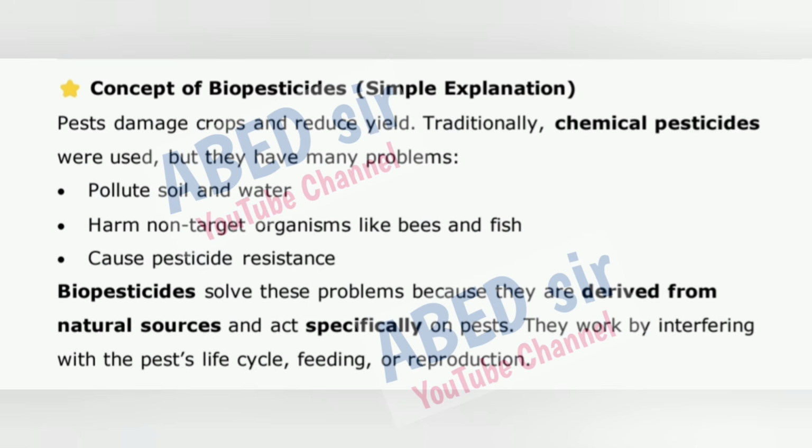Concept of biopesticides. Simple explanation. Pests damage crops and reduce yield. Traditionally, chemical pesticides were used, but they have many problems. They pollute soil and water, harm non-target organisms like bees and fish, and cause pesticide resistance. Biopesticides solve these problems because they are derived from natural sources and act specifically on pests. They work by interfering with the pest's life cycle, feeding, or reproduction.